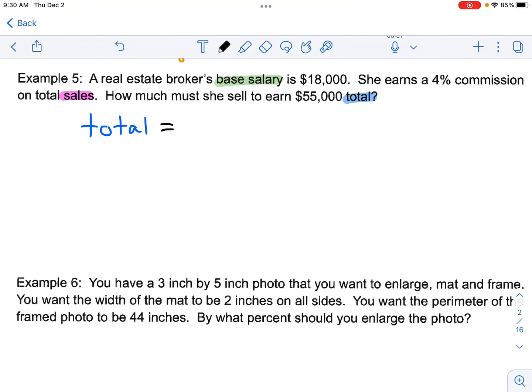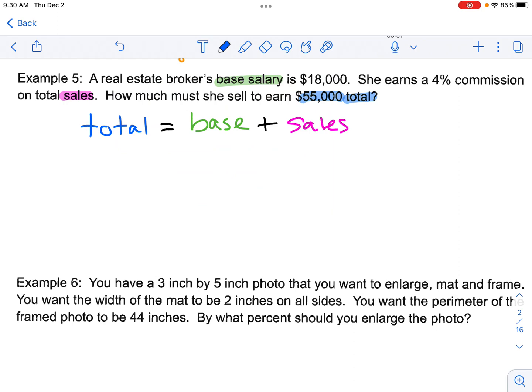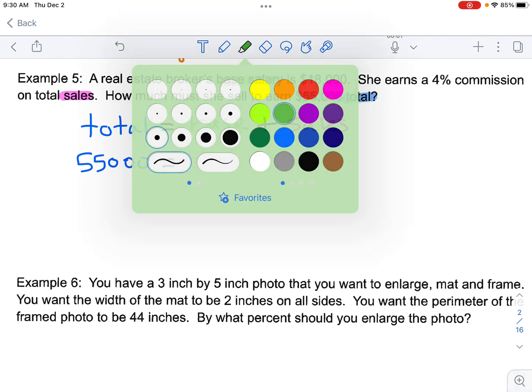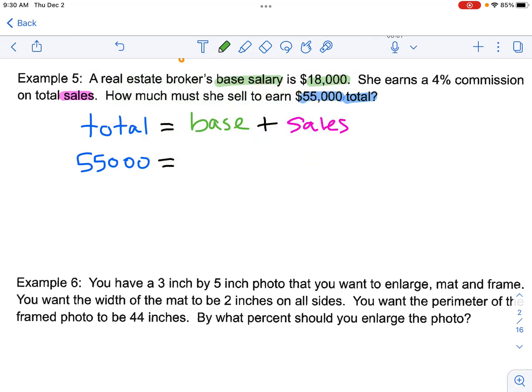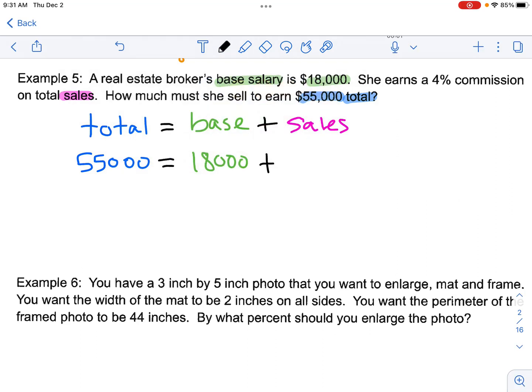Total, there we go. Her total income is going to be the combination of her base salary and her sales. And so we know that her total income is $55,000. And her base salary is $18,000. And her sales is a percentage on her total sales. So, we want to know how much she has to sell to get the 55,000.